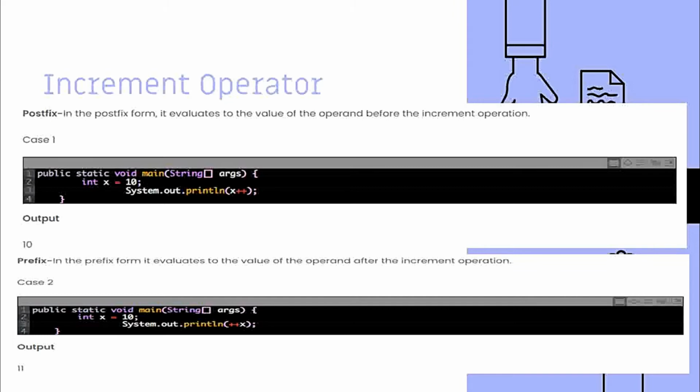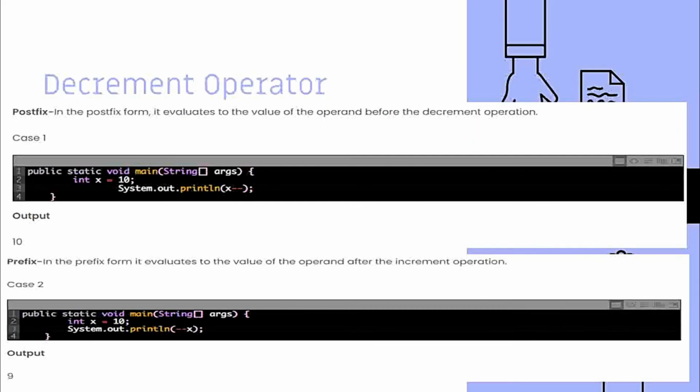Difference: in the prefix, the value of the variable will get incremented first and then the statement will get executed, whereas in the postfix, the statement will execute with the current value of the variable and then the value gets incremented. Understood?